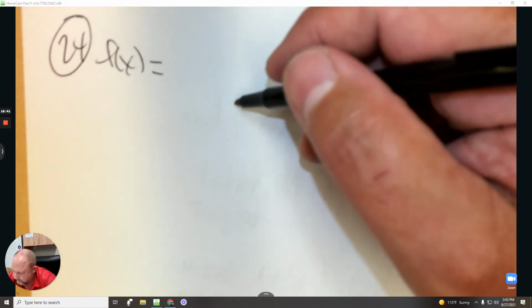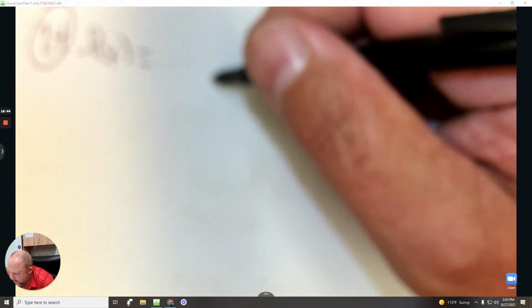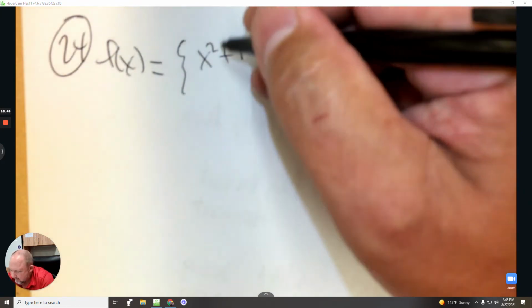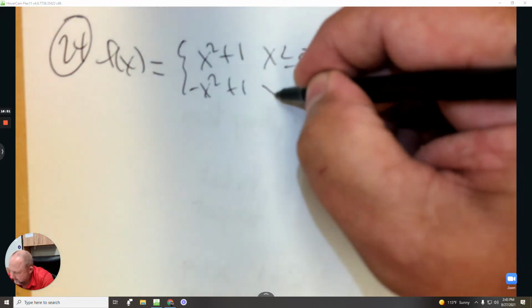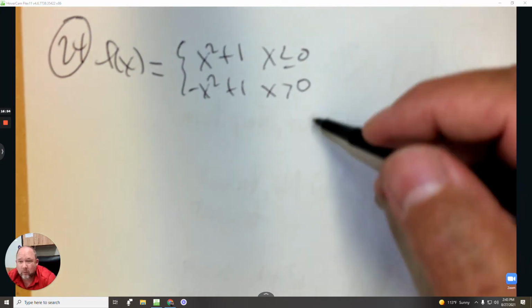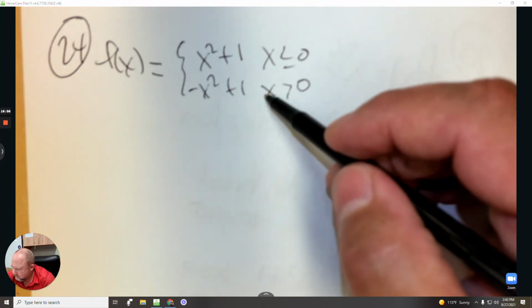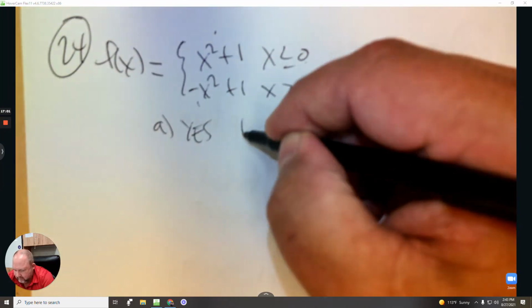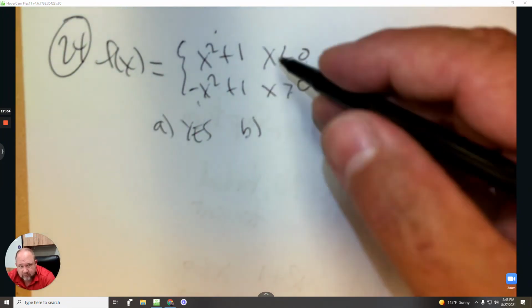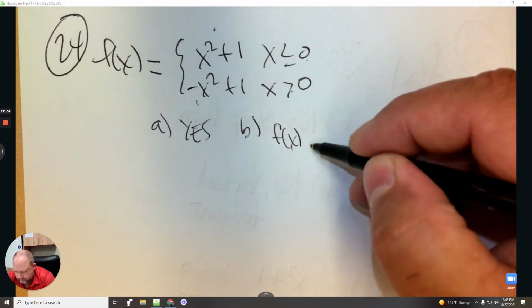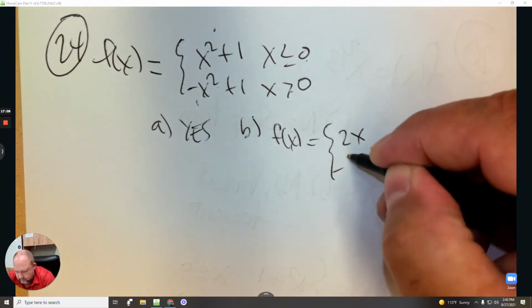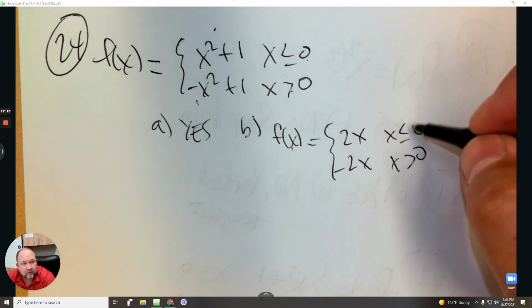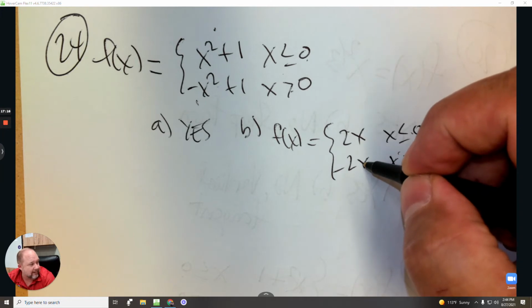Alright, we're almost there. So we have x squared plus 1, negative x squared plus 1. Is it continuous at 0, right? Plug in 0 and plug in 0 and the answer is yes, they have the same answer. Is it differentiable? It looks like the answer is yes. So when I plug in 0 and 0, I get the same answer.